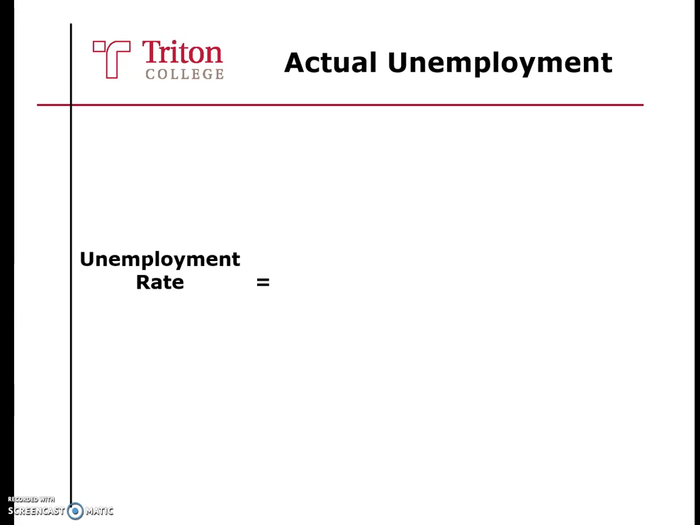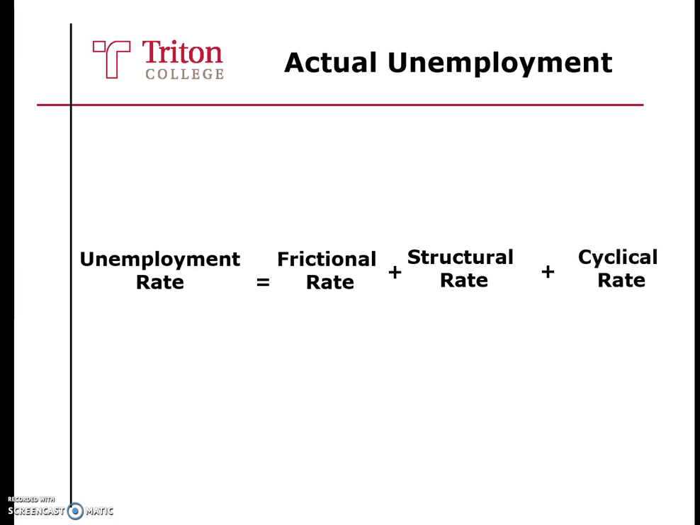The unemployment rate can be bucketed into three different types of unemployment. The first is frictional, second, structural, and third is cyclical. So the sum of these three different types of unemployment equates to the actual unemployment rate, which we just calculated. Frictional plus structural plus cyclical equals the unemployment rate.